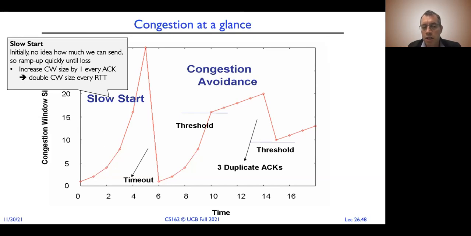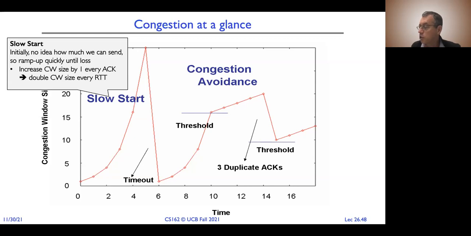If you increase the congestion window every time you get an ACK by 1, you double the congestion window every round trip time. In the first round trip time, I send 1 packet, I get 1 acknowledgement. So now in the second round trip time, I send 2 packets. I get 2 acknowledgements. For each acknowledgement I get in the second round trip time, I'm going to increase the window size by 1. So from 2 it's going to go to 4.